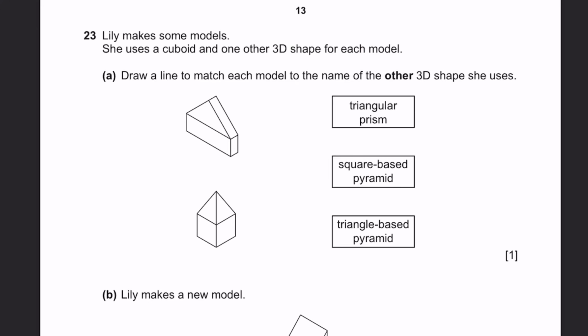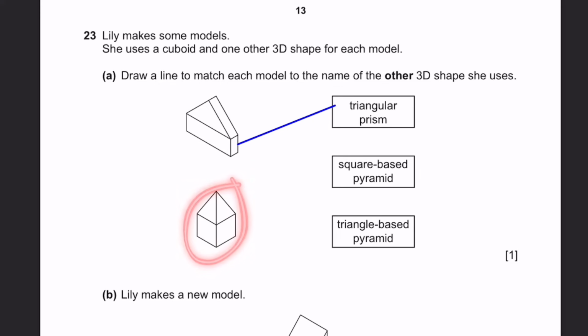Question 23. Lily makes some models. She uses a cuboid and one other 3D shape for each model. A. Draw a line to match each model to the name of the other 3D shape she uses. Triangular prism, square base pyramid, and triangle base pyramid are given here. Well, firstly, this model, we have the cuboid below over here, and above we have a triangular prism. This may not look like a triangular prism. But then we can see that this triangle is the cross section, and this is the very short length.